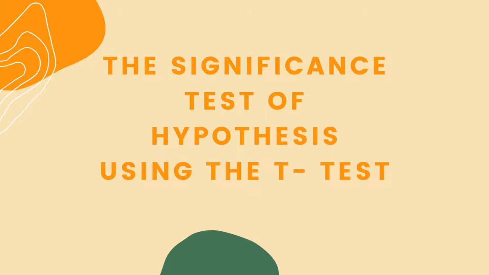In hypothesis testing there are two mutually exclusive hypotheses, the null hypothesis, H0, and the alternative hypothesis, H1. One of these is the claim to be tested based on the sampling results. The claim will either be supported or not. The significance test of hypothesis using the t-test.